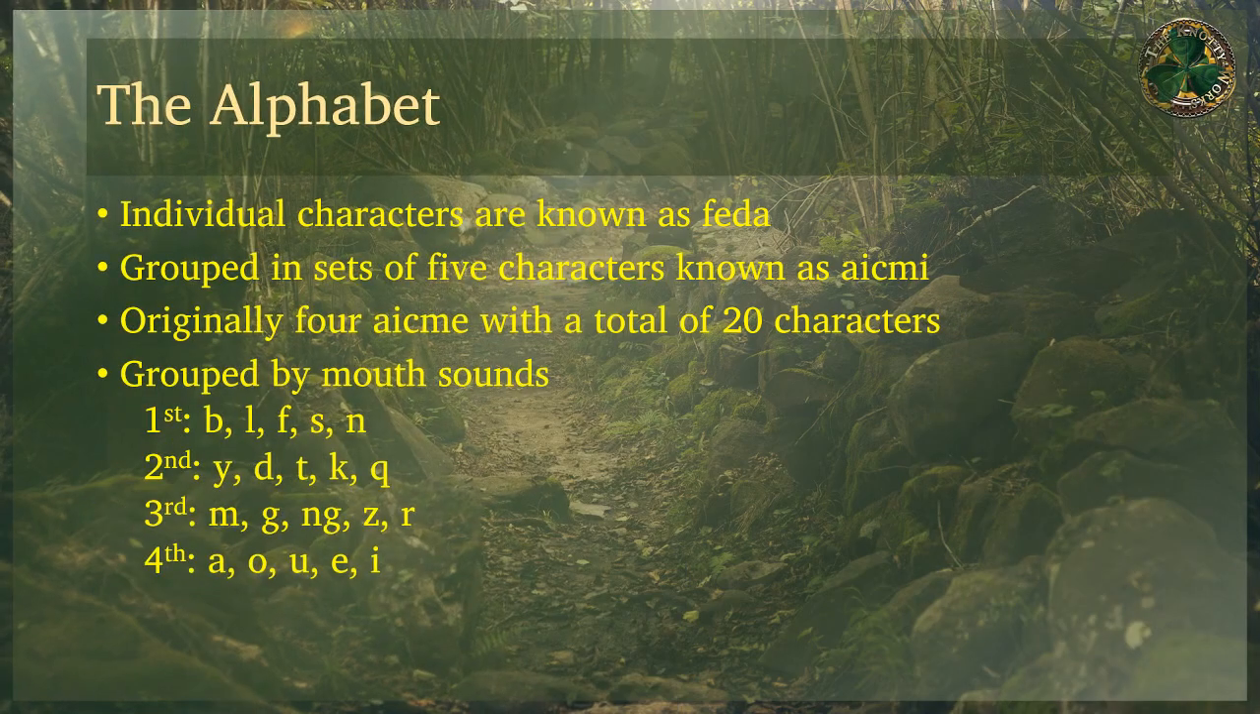The alphabet. There are 20 characters, each is called a theta. They're grouped in sets of 5 characters, each known as the acme. They're grouped by their mouth sound, like the labial, whatever you call it. The first set is BLFSN.